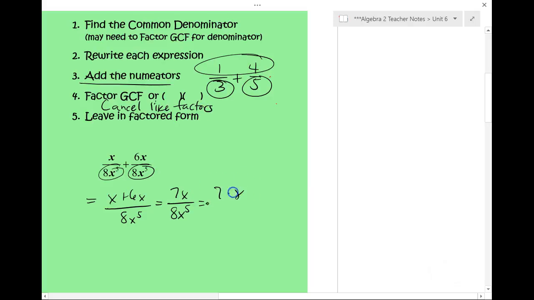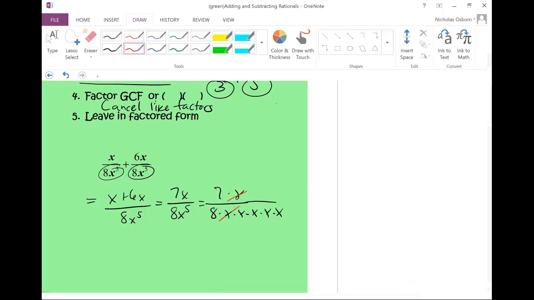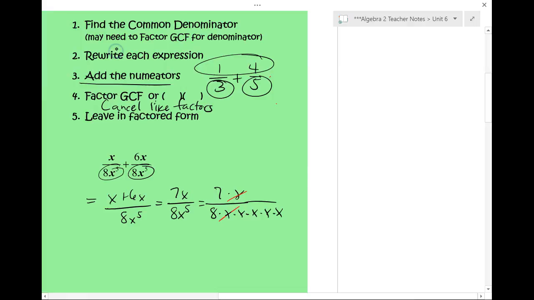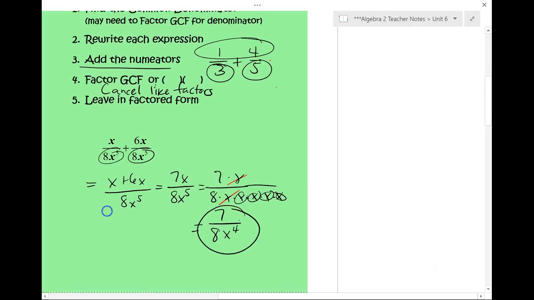So now what I'll do is I'll break it down. 7 times x over 8 times x times x times x times x times x, because there's 5 of them. And I can cancel out the like factors here. So I got 1 x here, 1 x here. And then I'm left with 7 over 8, and I have 1, 2, 3, 4 x's. So x to the 4th on the bottom with the 8. Okay, and I can't reduce the 7 and the 8 because there's no common factors between the two.